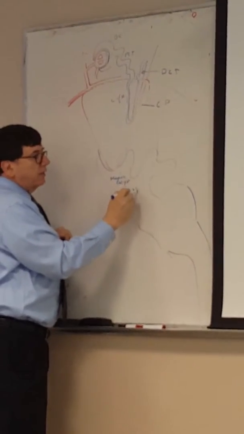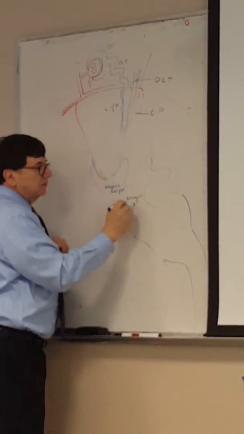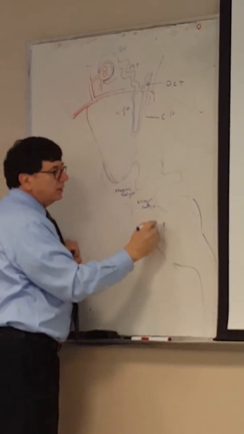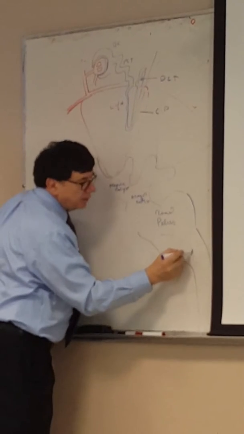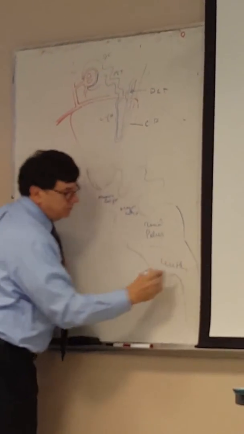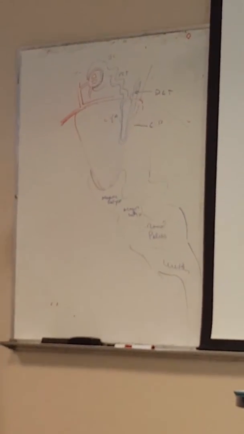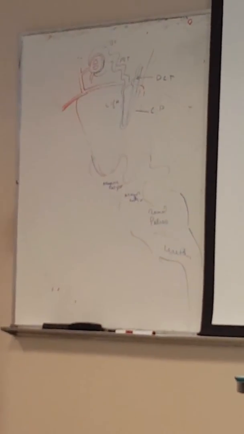These two join together to form a major calyx. And this major calyx is draining into the renal pelvis, which then becomes the ureter. Okay. That's kind of the sequence of the collecting duct.